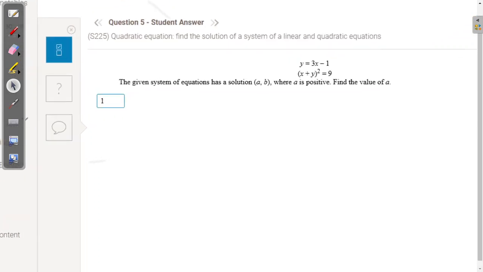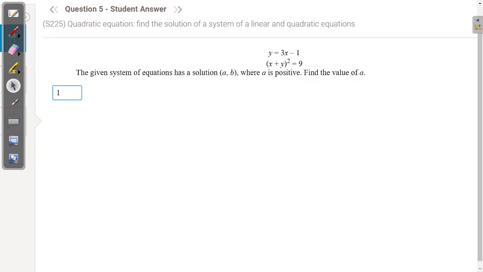The given system of equations has solution (a, b) where a is positive. Find the value of a. Okay, so this is a system of equations. It's grade 8 material. Since they gave you y equals something, you can just substitute it immediately.